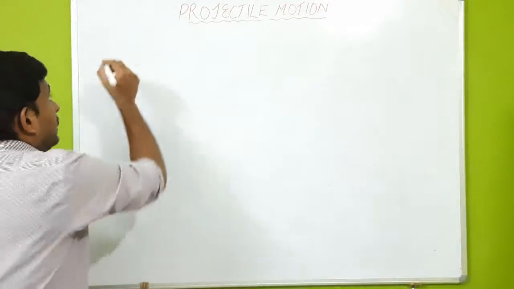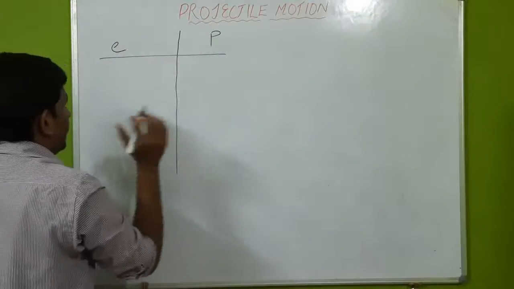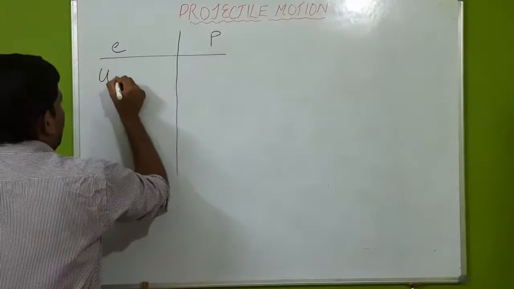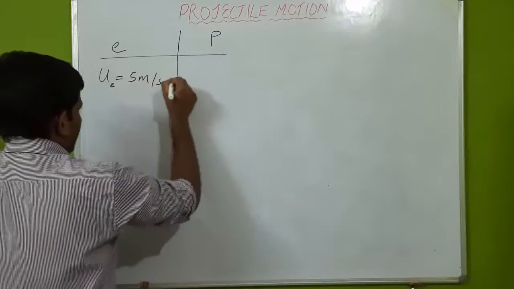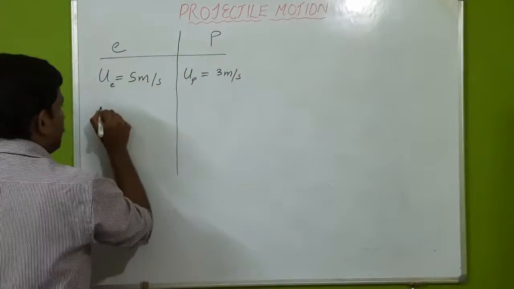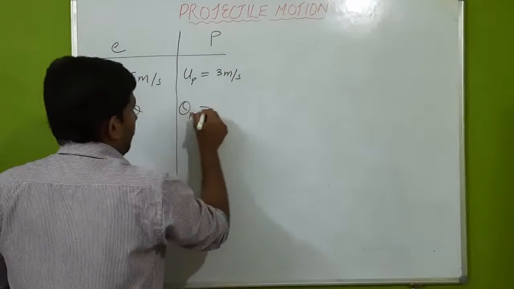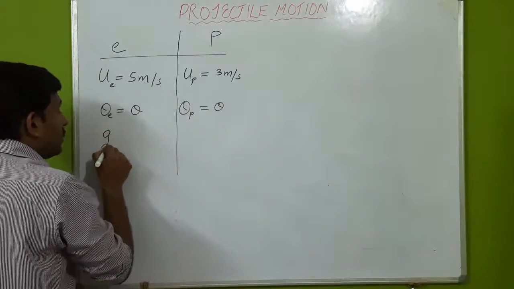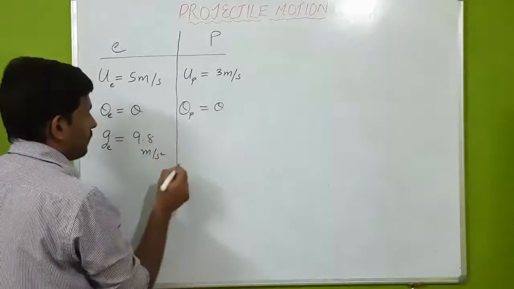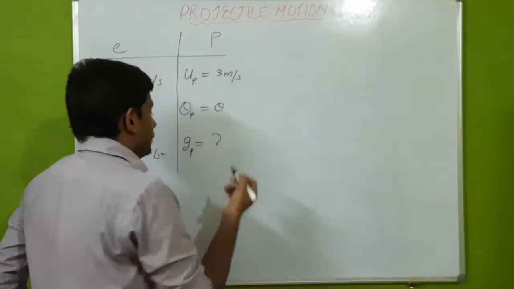We are given here two planets, that is, one is our earth and another one is another planet, and two projectile motions are happening in both these planets. In earth, it is having an initial velocity of 5 meters per second, and in the other planet it is having an initial velocity of 3 meters per second. The angle of projection in Earth is theta, and the angle of projection in the planet is also theta. And the acceleration due to gravity in Earth, we know it is 9.8 meters per second squared, but we don't know the acceleration due to gravity at this planet. We have to find this.